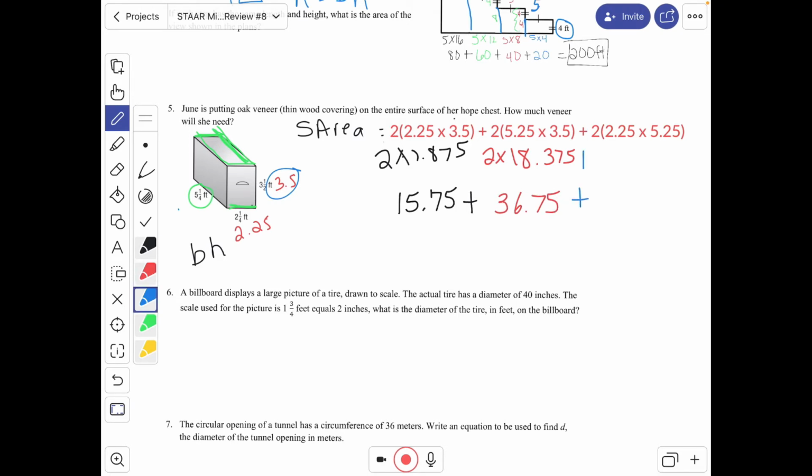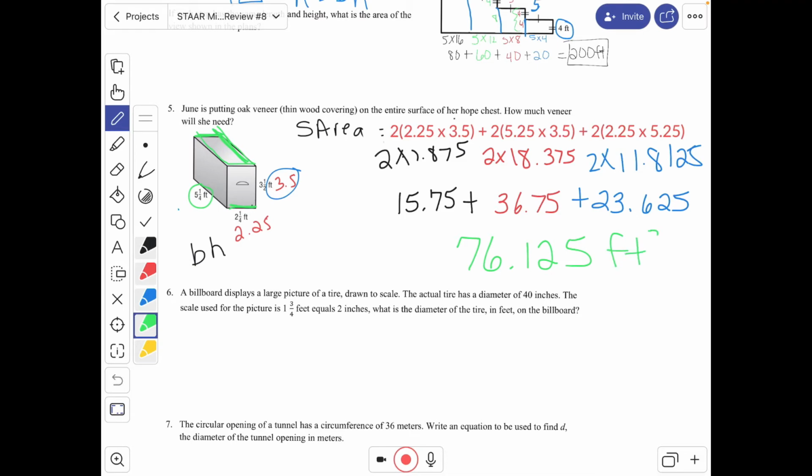And then the last section is 2.25 times 5.25, and you get 11.8125, and you have to multiply that times 2, and you get 23.625. I didn't round anything. Be careful with the decimals. Then we have to add those back up, and we get 76.125, and that's feet square.